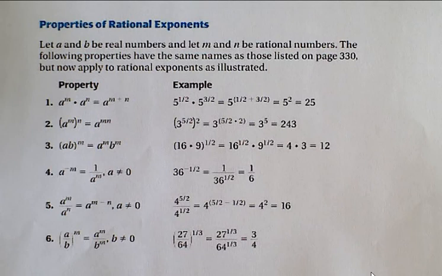The example that they've chosen, both bases are numbers. So when they distribute it through, they got 16 to the 1/2 power times 9 to the 1/2 power. And remember, the 1/2 power means the same as the square root. So the square root of 16 is 4, the square root of 9 is 3, and 4 times 3 is 12.